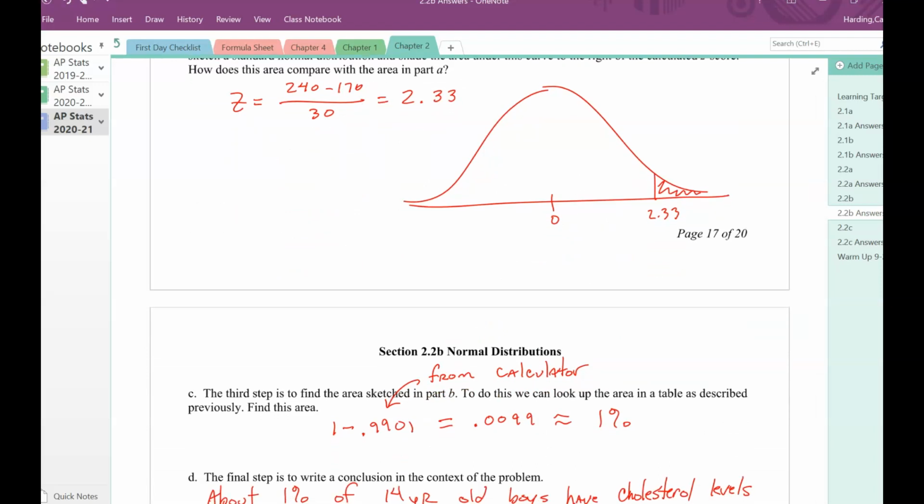The third step is to find the area sketched in Part B. To do this, we can look up the area in a table as described previously. Well, remember the table gives you the area to the left. So you're going to need to do 1 minus the area that you see in the table. And you can see from the screen that you have a value actually from your calculator.